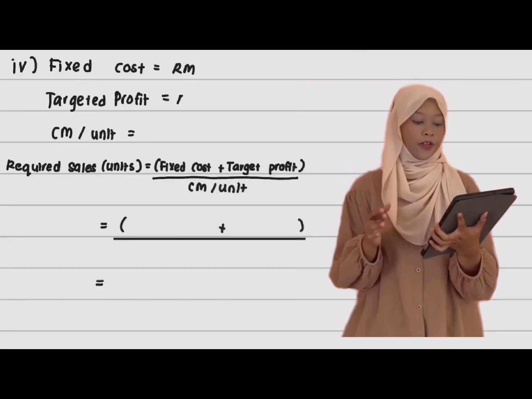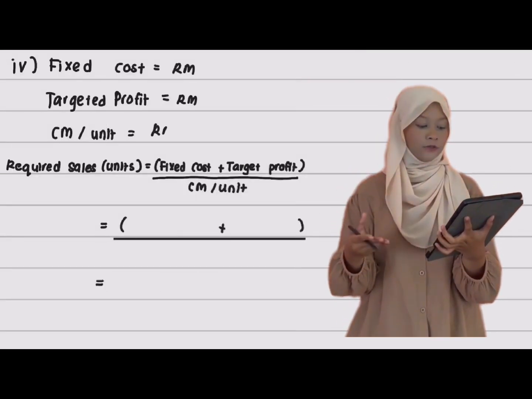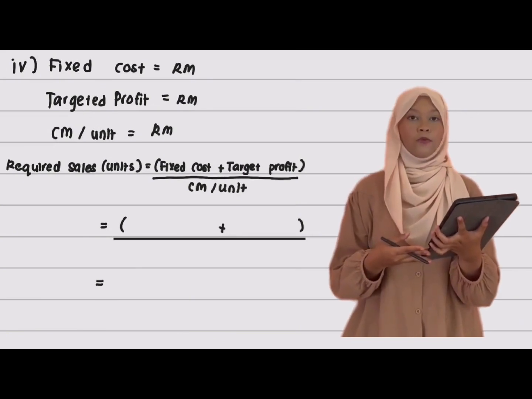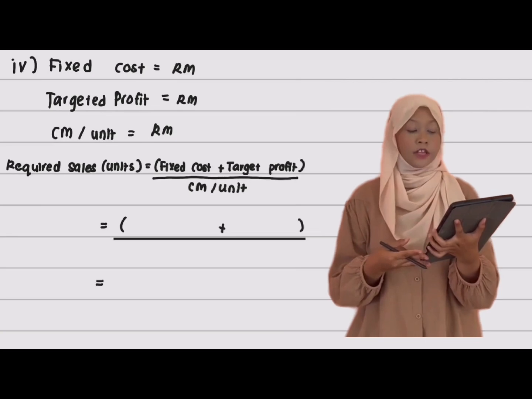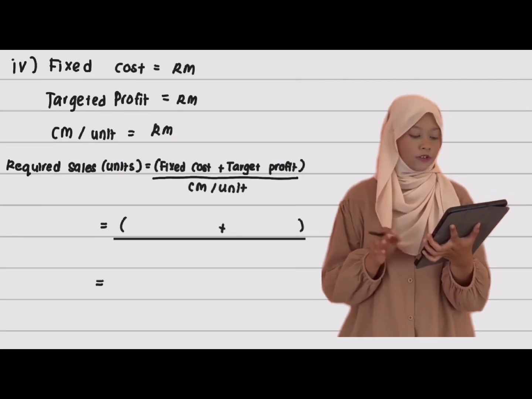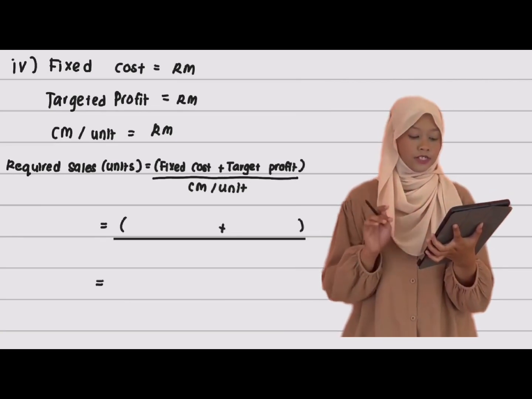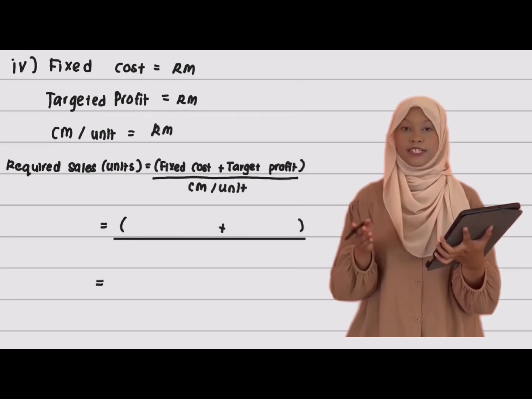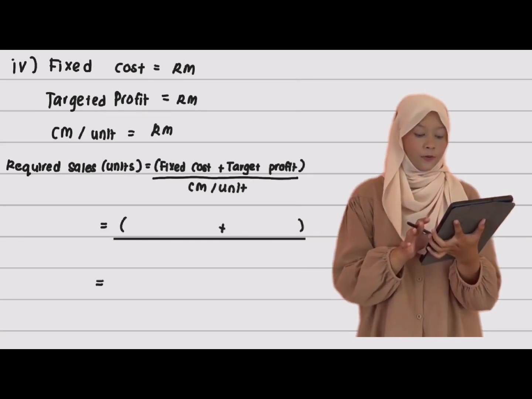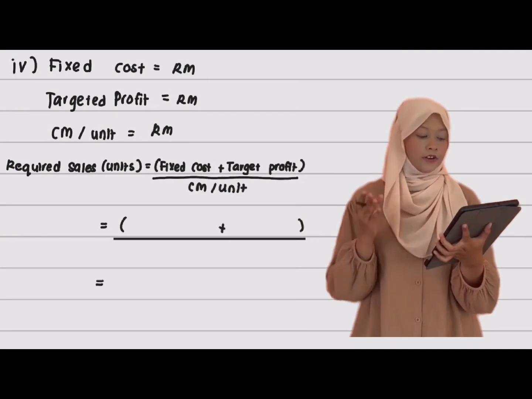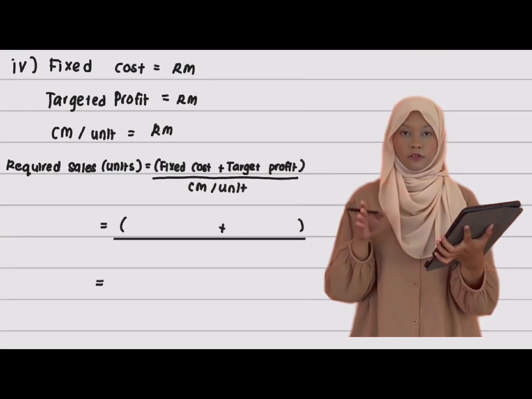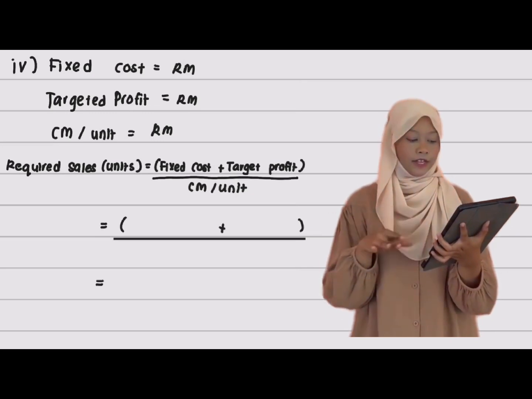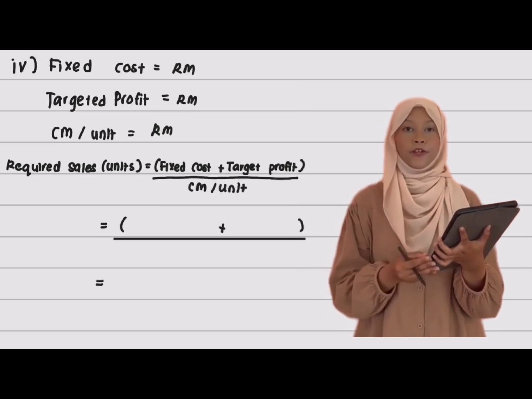So, moving on to part 4. In part 4, we are required to determine how many units need to be sold in order to achieve a target profit of 120,000 ringgit. To calculate this, we use the contribution margin approach, which considers the relationship between fixed cost, profit, and contribution margin per unit. So, the formula we should use is required sales in units equal to, in brackets, fixed cost plus target profit divided by contribution margin per unit.